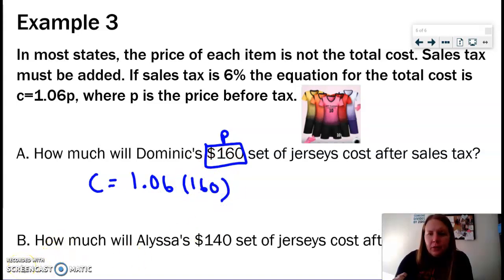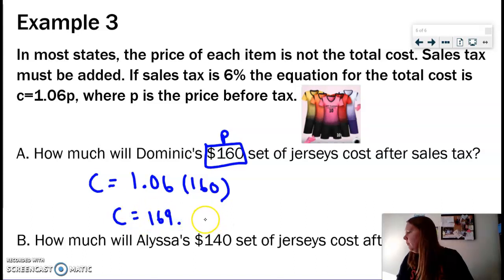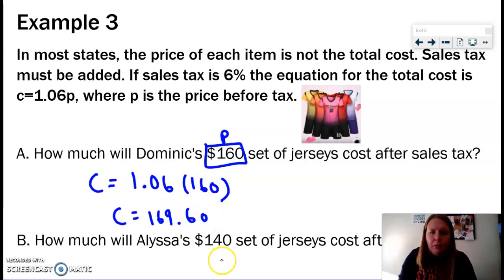We have not really been using calculators, but for this unit, I'm okay if you want to grab a calculator and solve that out. When I actually get an answer, I get that C equals $169 and I believe 60 cents. Okay, so if I wanted to write it showing those two values, I would say that the first number was 160, and the number I got out of it was 169.60.